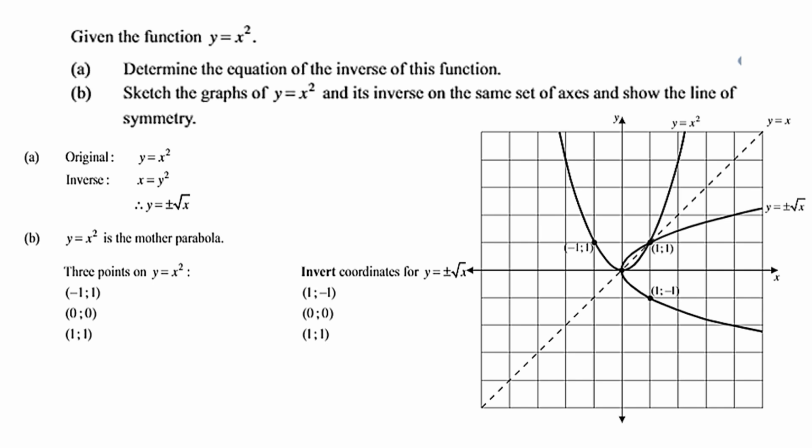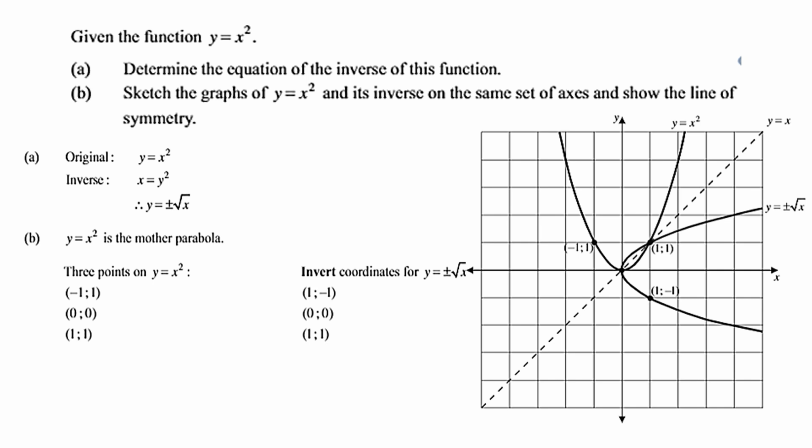Given the function y equals x to the power 2. The first question is: determine the equation of the inverse of this function. And then question B: sketch the graphs of y equals x squared and its inverse on the same set of axes and show the line of symmetry. So let's first look at the equation of the inverse.